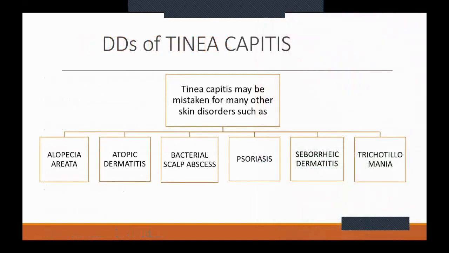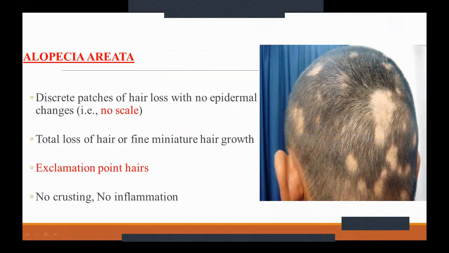So coming to my differential diagnosis, I have alopecia areata, atopic dermatitis, scalp bacterial infections, psoriasis, seborrheic dermatitis, and trichotillomania. So this is alopecia areata, multiple or single patches of baldness, and we can see black dots or exclamation hairs. Exclamation hairs are comma-like hairs, which are thicker over the periphery and thin as they come and meet the skin. So that is classically seen in alopecia areata.